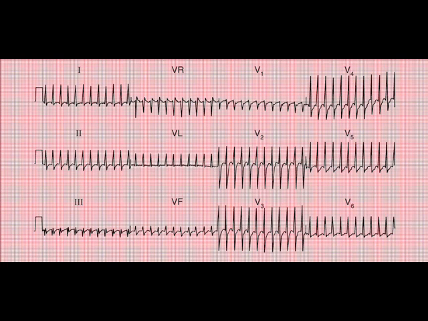You've got a very high heart rate. You have a narrow complex QRS. You can't tell whether they're in sinus rhythm. So what we call this is a narrow complex tachycardia. It's so fast we can't see anything more about the atrial activity.